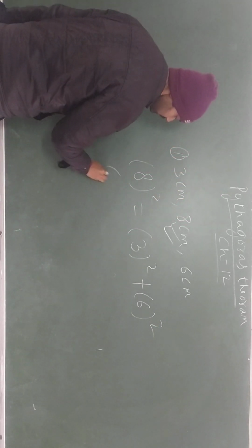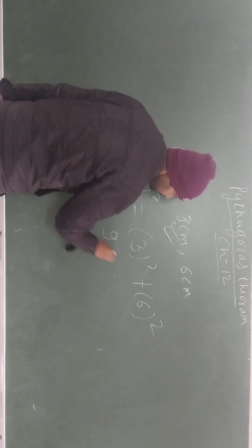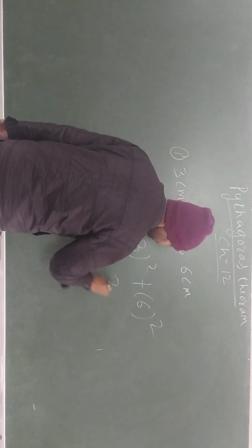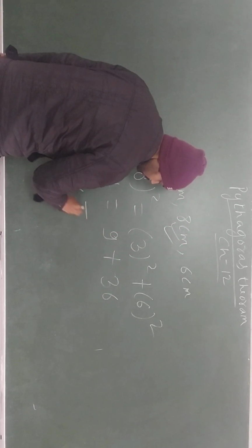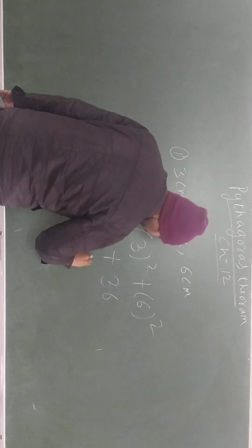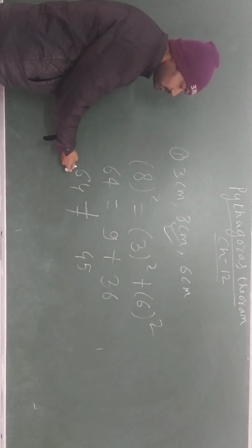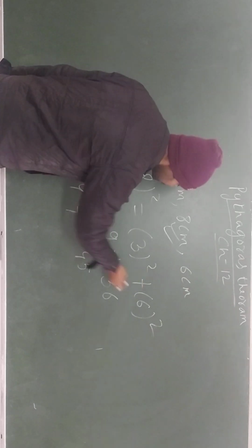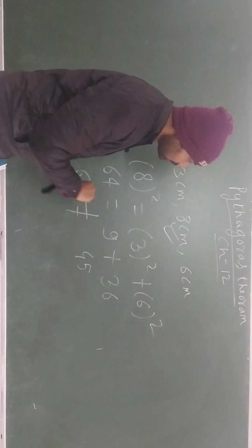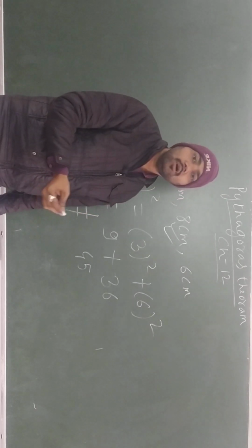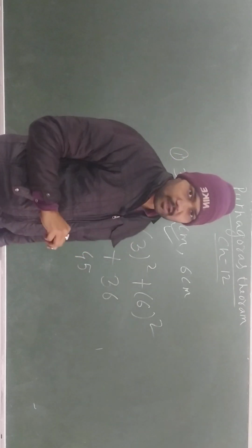So 8 का square, 8 8 जा 64, 3 का square 3 3 जा 9 plus 6 का square 6 6 जा 36. तो 36 plus 9 gives 45. So they are not equal. As we are seeing here, it is written 64, the 8 square, and 3 square plus 6 square is given 45. So they both are not equal, na. Left hand side is not equals to right hand side. Then we can say no, they will not form a right triangle.